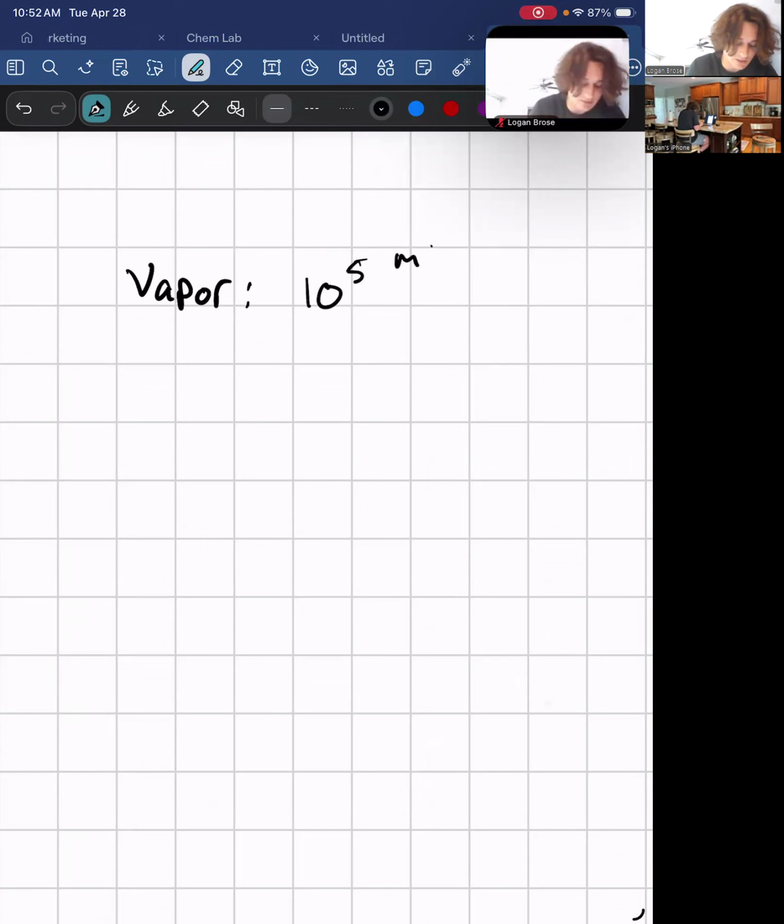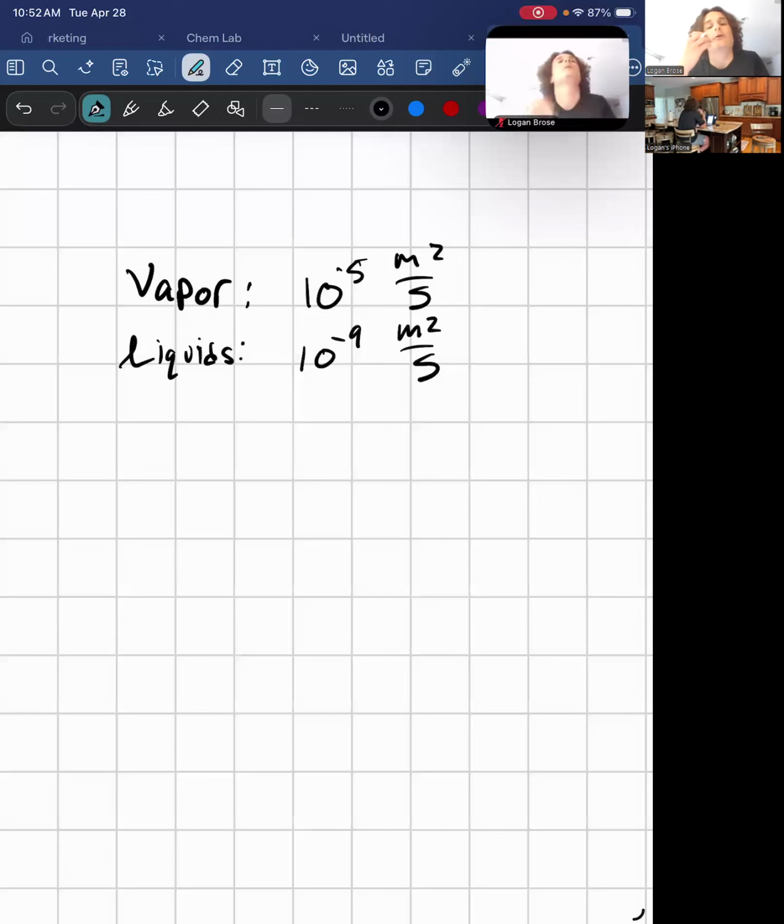We're going to start with looking at the diffusion coefficients, right? So when we're doing a problem, typically we can assume that it's going to be 10 to the fifth meters squared per second for a vapor. That's just the order of magnitude. And for liquids, we're looking at 10 to the negative fifth, 10 to the negative ninth meters squared per second. Now, this assumption doesn't always work, and so what we want to do is look at different ways we can figure out the diffusion coefficients.